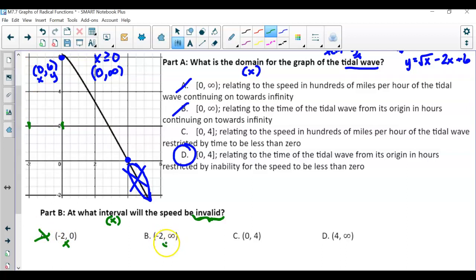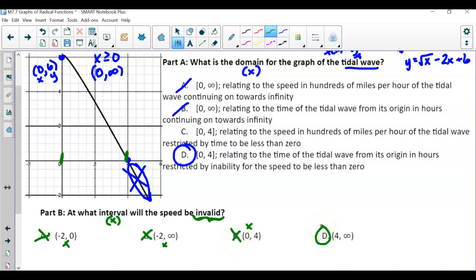-2 to infinity. Again, do we have anything over here? No. The graph can't even exist here, so we're not even including that. So B is not our answer. 0 to 4. Well, this is the actual part of the graph from 0 to 4. This is what we're looking at here, which means that these aren't invalid, these are valid. So the answer is not C.